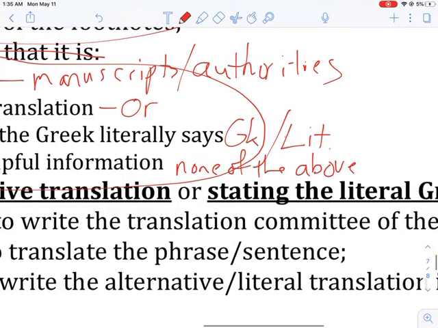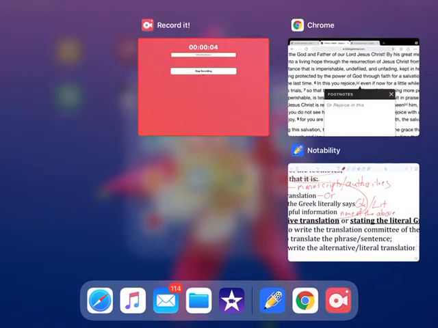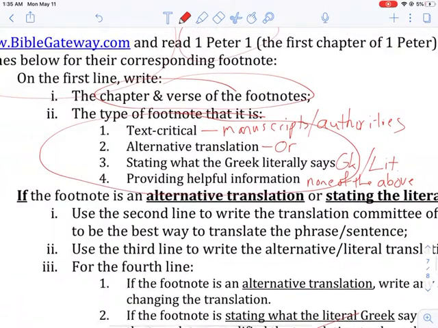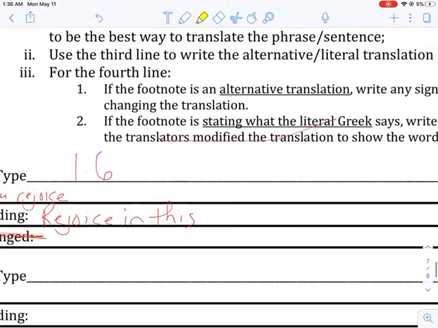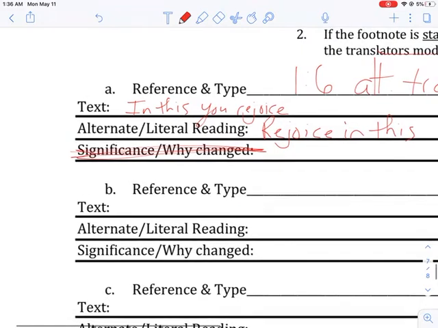So let's go back and look at this example we just looked at. It says, "or in this," or "rejoice in this." And so that tells us that the kind of footnote we're looking at is an alternative translation because it starts with the word "or." So down here we write 1:6, alternative translation. And that's what your example should look like.